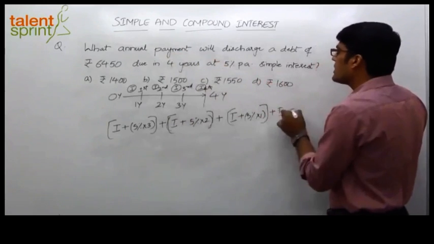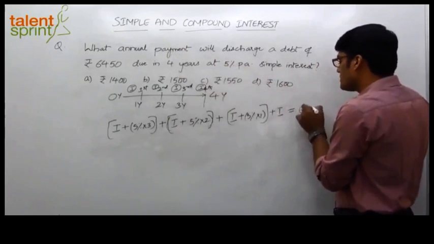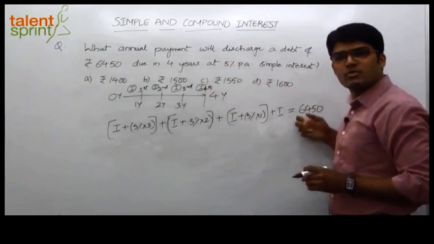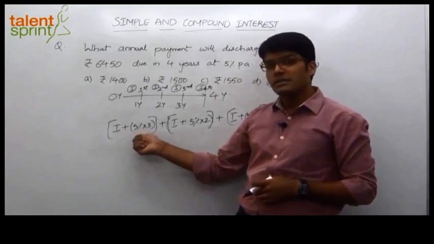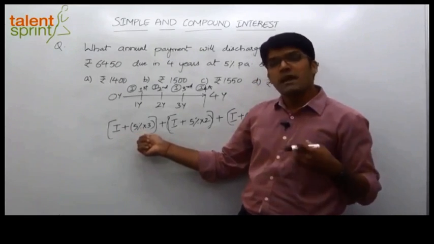This total should be equal to what? Whatever is my debt on you, 6,450. I was supposed to pay you 6,450. I paid I in the first year, but on that you also get 5% for 3 years. So that will also be a part of my payment only.